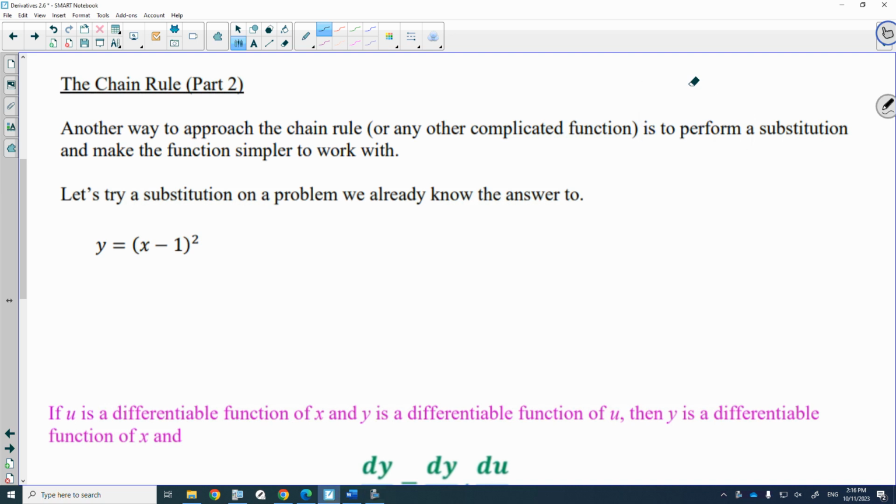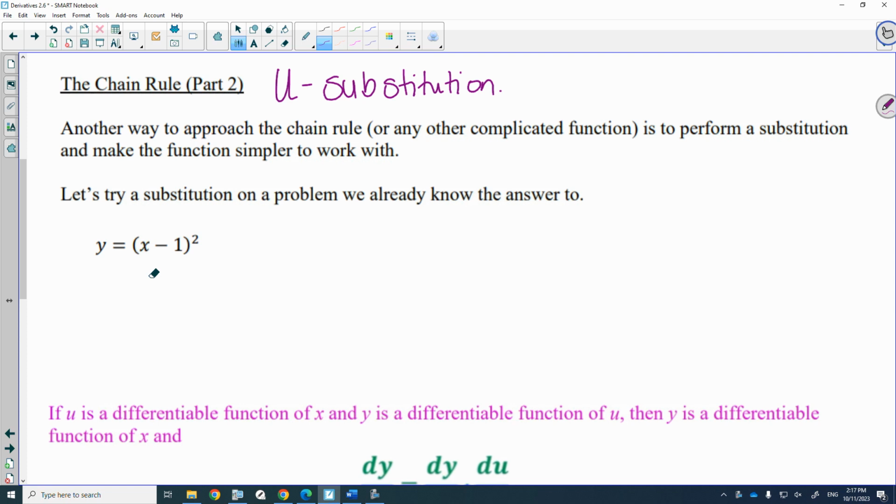Okay, so the chain rule part 2, it's going to be something called U-substitution. So just write that down. Now, I'm going to show you this example here, and we're going to do it using the chain rule, the way you know and that you probably like, and then I'm going to show you U-substitution.